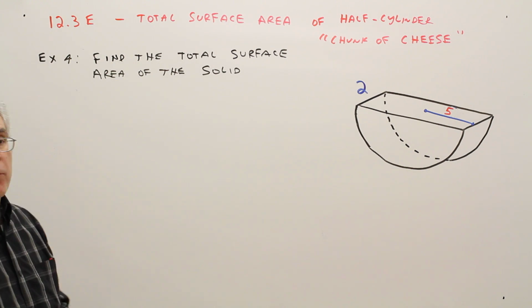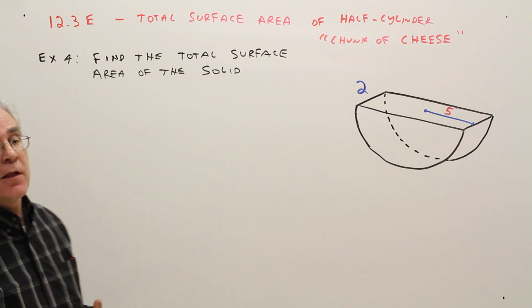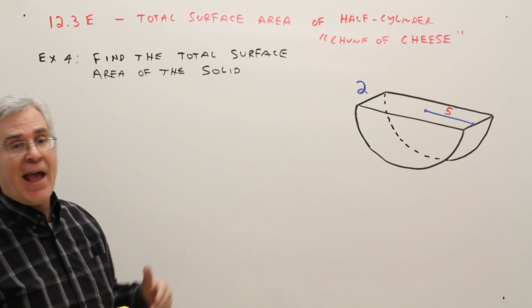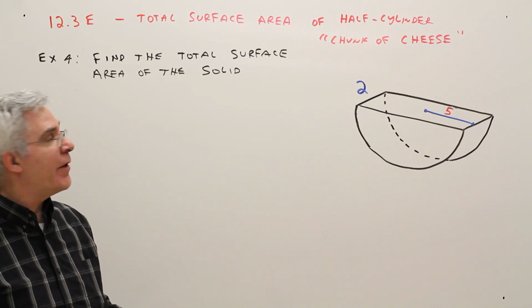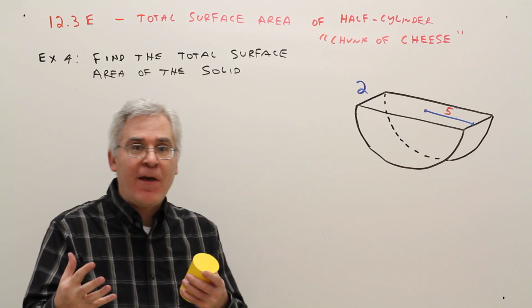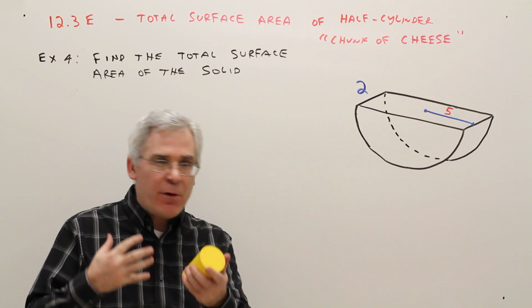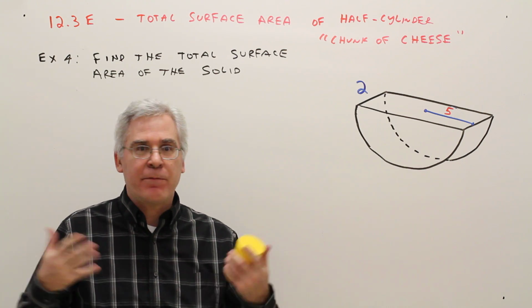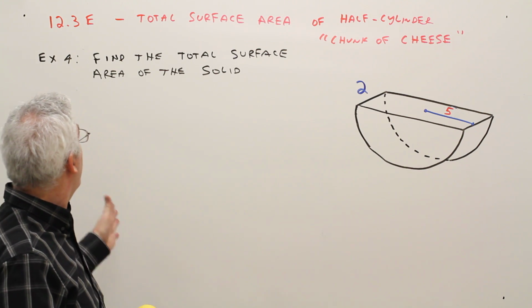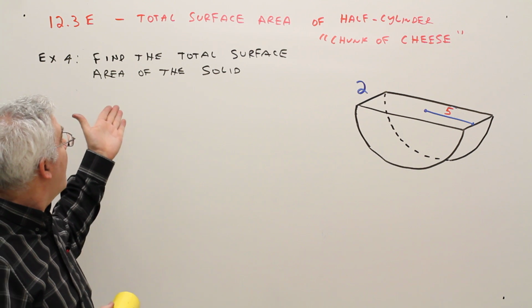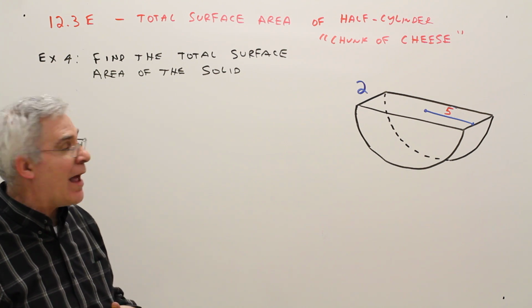Welcome to video 12.3e, total surface area of a half cylinder, or I've called it a chunk of cheese. I find if you can relate these objects to things in your life, you can form a connection and maybe have a better idea of what's going on. So example 4, find the total surface area of the solid.